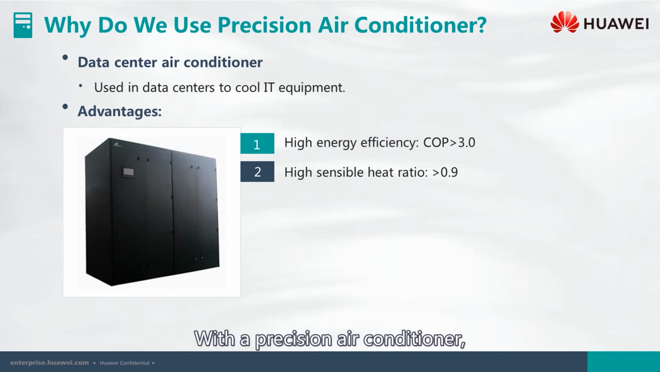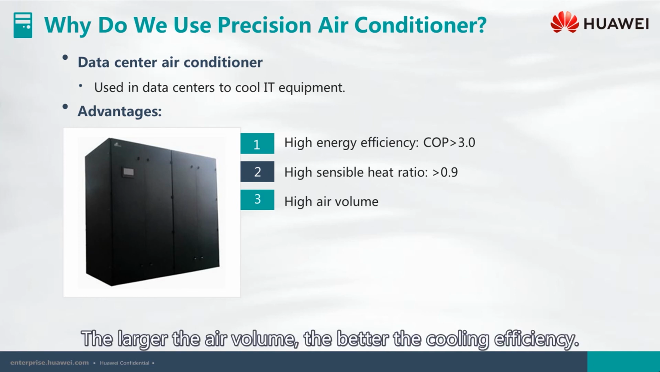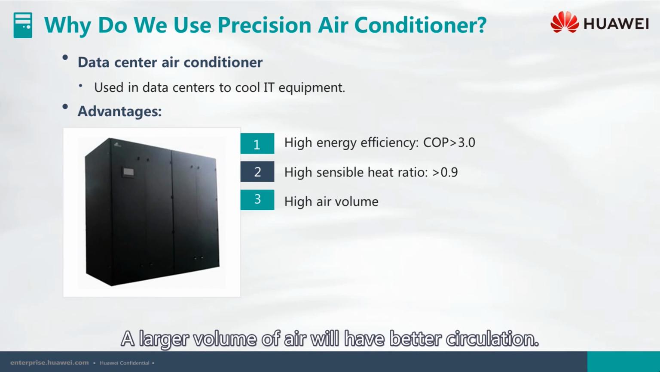With a precision air conditioner, the sensible heat ratio is above 0.9. But compared with a comfort air conditioner, the sensible heat ratio is usually only 0.65. The third advantage is a high air volume. The larger the air volume, the better the cooling efficiency. A larger volume of air will have better circulation.